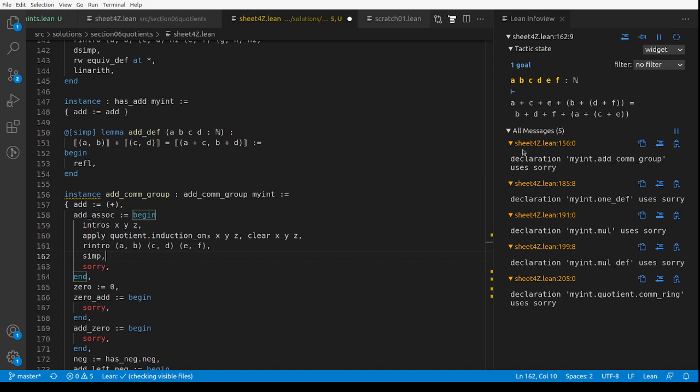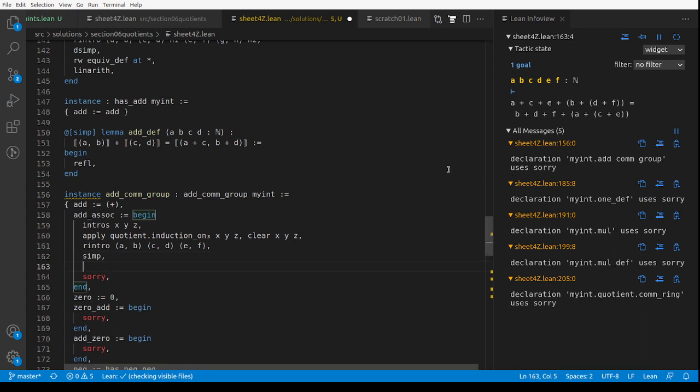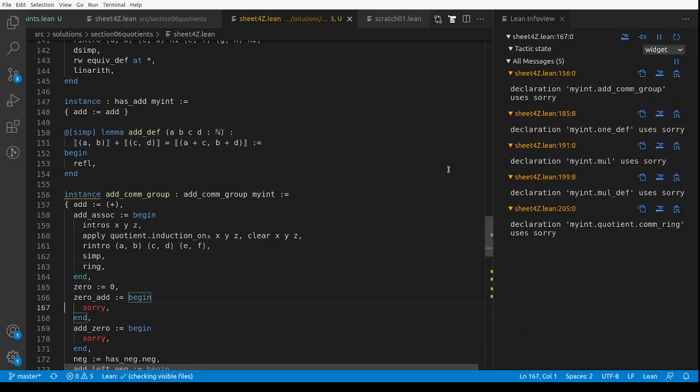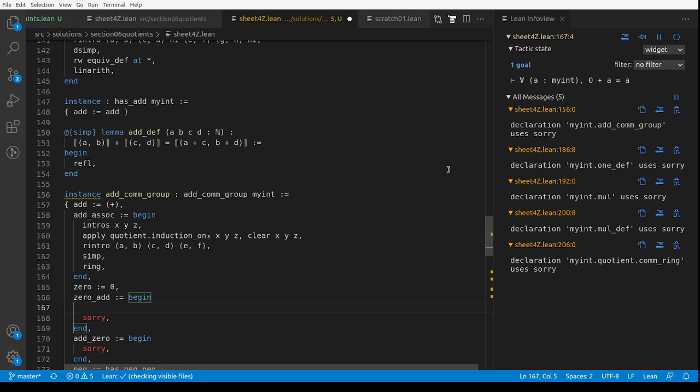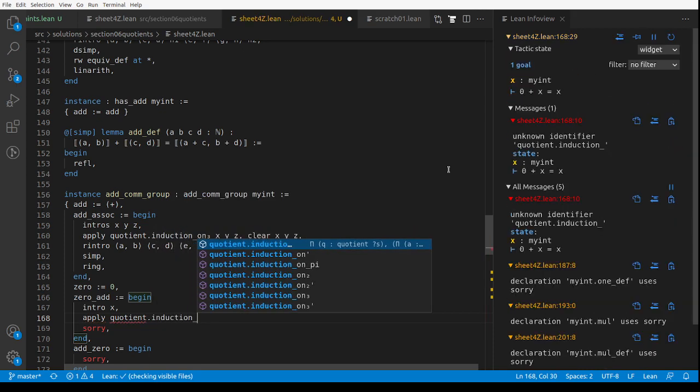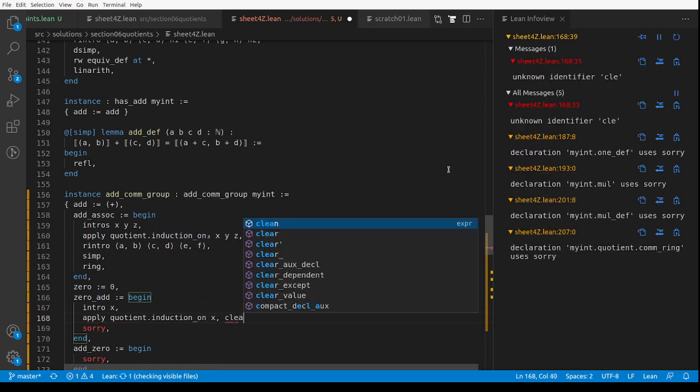Yeah, I guess ring will do this now. There we go. 0 add, so now that's the same, that's intro x, and then apply quotient induction on just one of them this time, x, clear x.